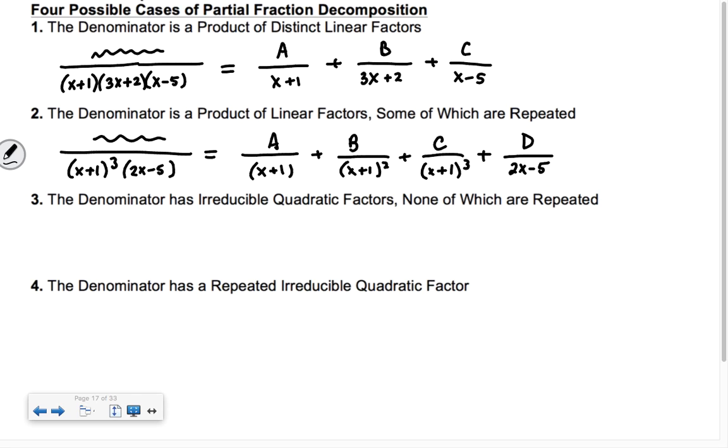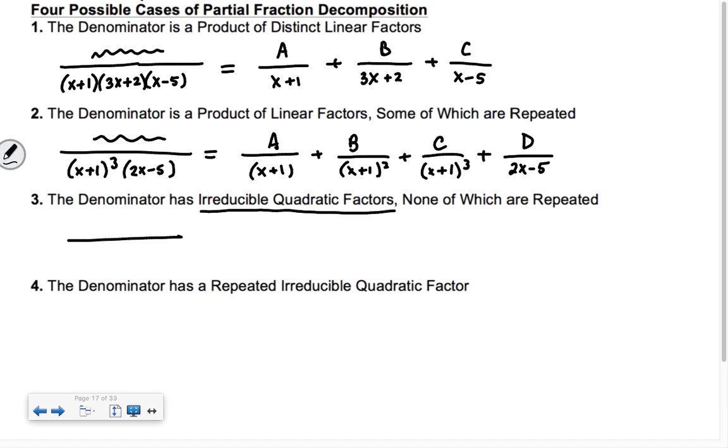All right, and then number 3, it says the denominator has irreducible quadratic factors. That means quadratics that cannot be factored, so things that have x squared that can't be factored. Who can give me an example of something that has x squared, but it can't be factored? Nope, x squared minus 1 is factorable. X squared minus 3, that can be factored into like x plus the square root of 3. X squared plus 3, that works. X squared plus 3, x squared plus 9, things like that would have imaginary solutions, right?